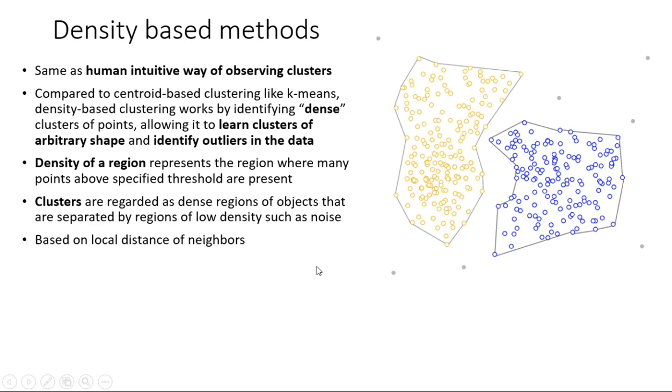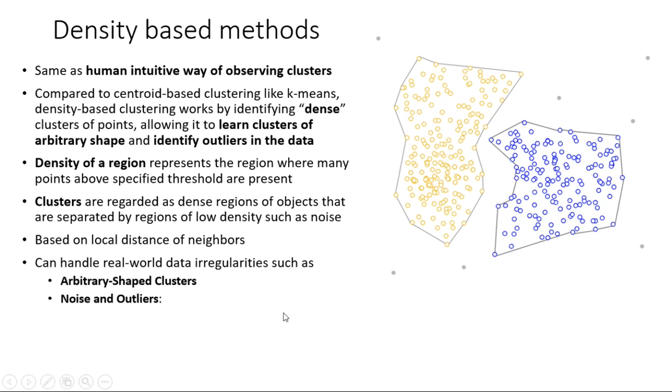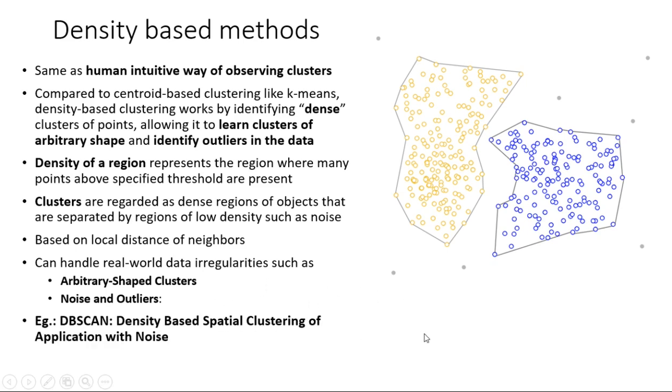The basic principle of the density based method is that it is based upon the local distance of neighbors. As we will see in the algorithm next, we find the distance with respect to the neighbors and make the clusters. The main advantage is that it can handle real world data irregularities. In real world data we will definitely have a lot of noise and outliers, which should not be put into a cluster. The second advantage is that the shape of the cluster need not be spherical; you can have an arbitrary shape.